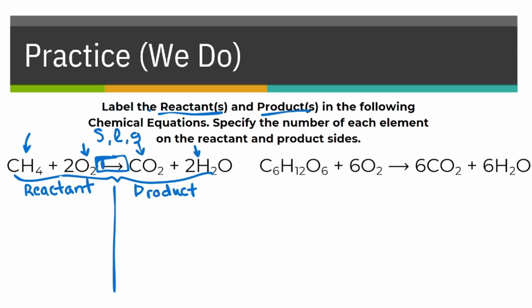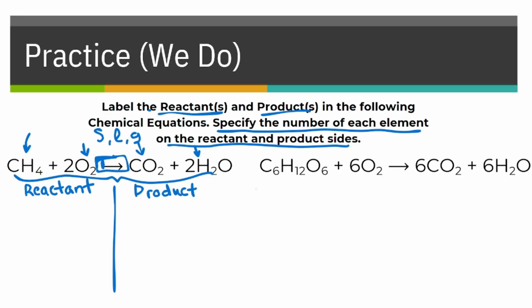So I recognize CH4 and 2O2. Those are combining together to then produce CO2 and H2O. Now that I have that out of the way, I need to go ahead and specify the number of each element on the reactant and product sides.